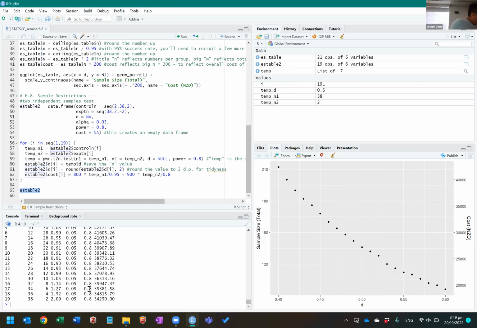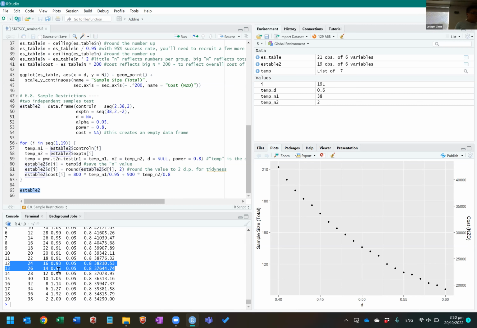So if you had $38,000 in consumable money, identify the minimum effect size. It'd be somewhere around here. The minimum you could detect would be 0.95-ish or 0.93-ish, between 0.93 and 0.95.